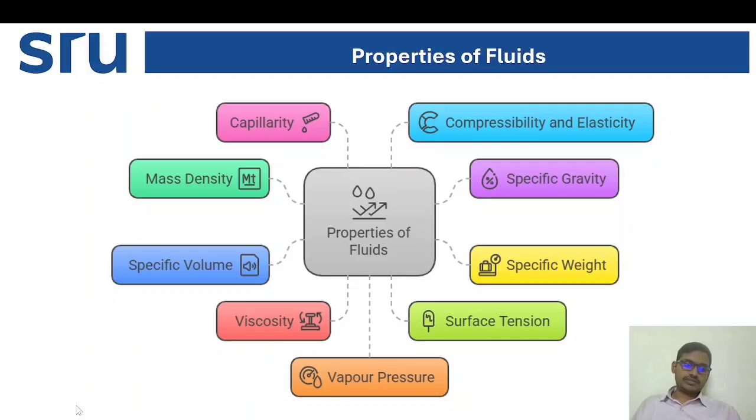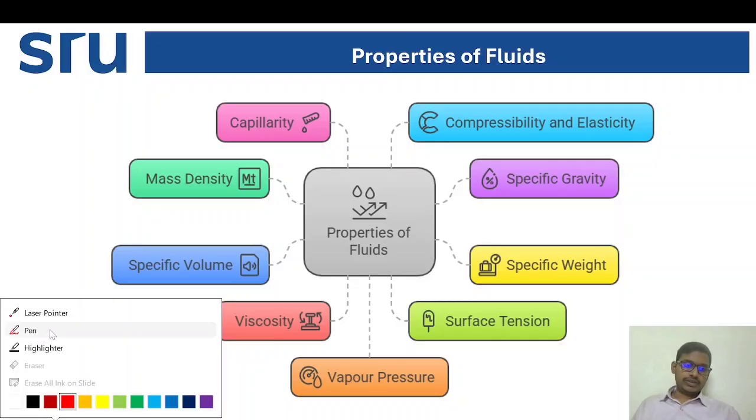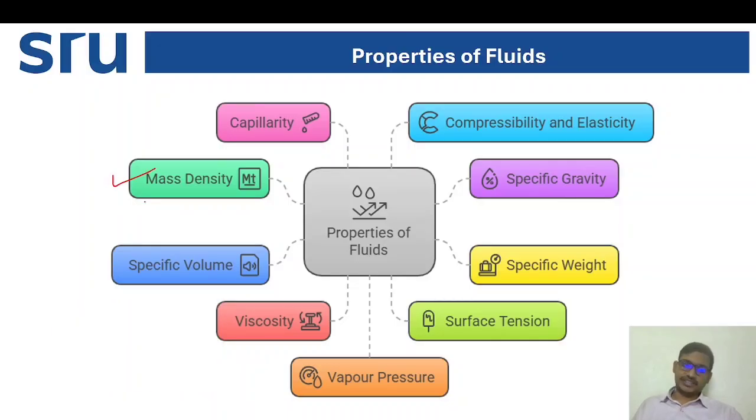So here you can see mass density, and another one is specific gravity and specific volume and specific weight of the fluid. And coming to the other kind of criteria, these are the basic things: mass density, specific gravity, specific volume, and specific weight. But coming to the criteria where we have to focus: viscosity, vapor pressure, surface tension.